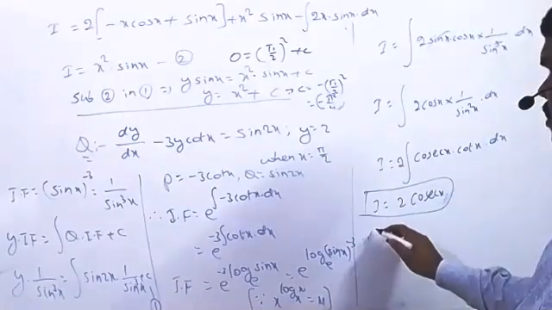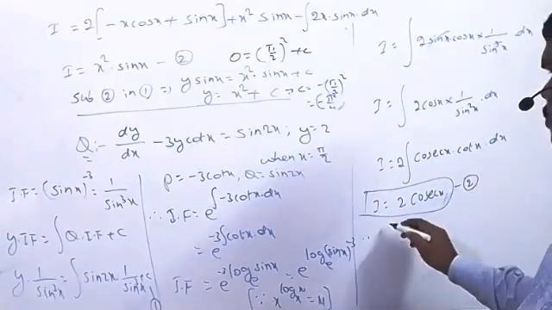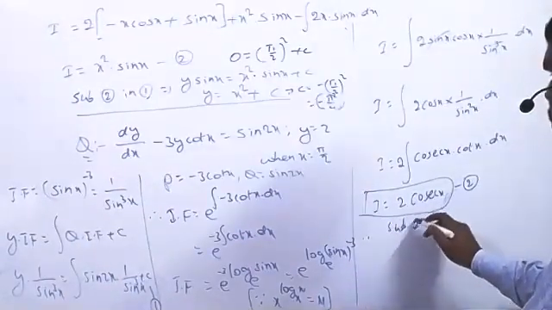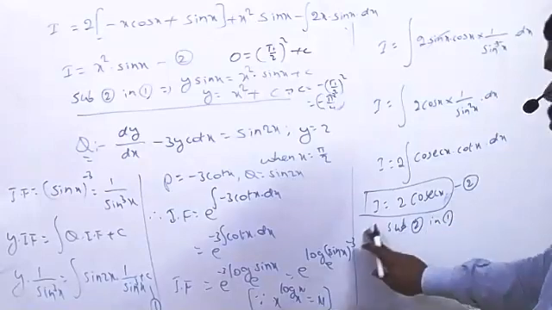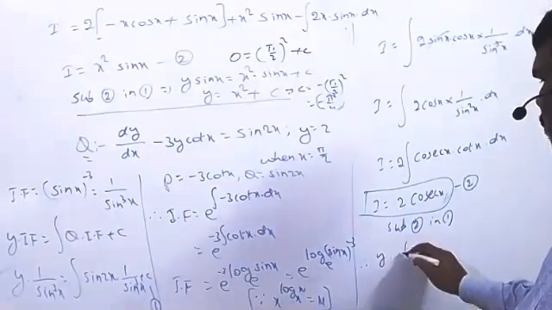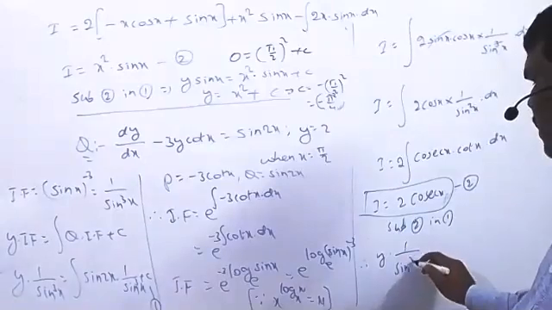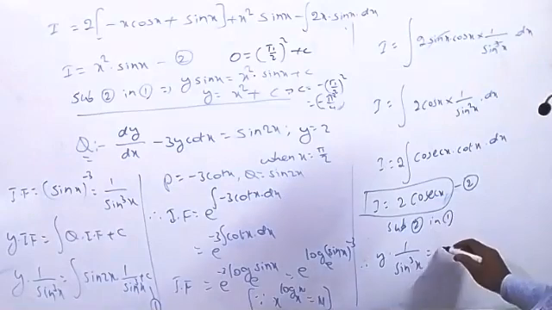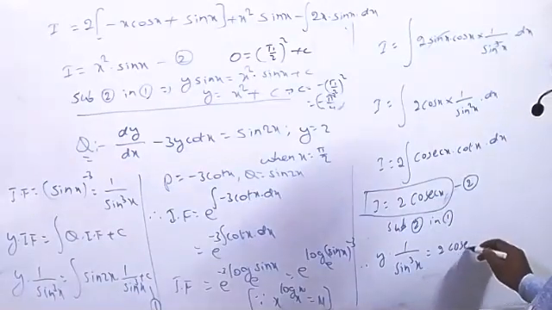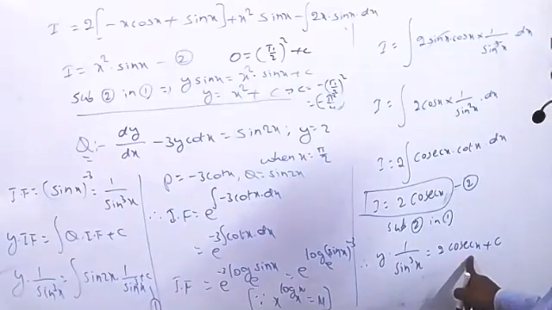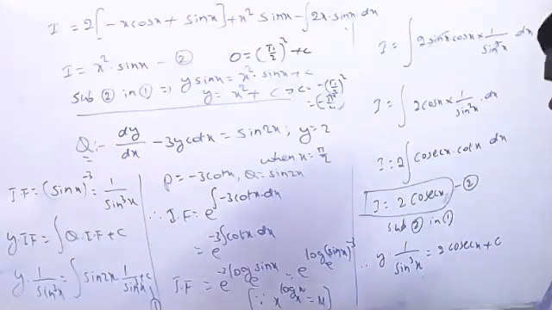So this is equation number 2. Substitute 2 in 1, in the first equation. So therefore, y into 1 by sine cube x is equal to, that value we got now, 2 into cosecant x plus c. Here what is the meaning of cosecant? The same thing only can take.